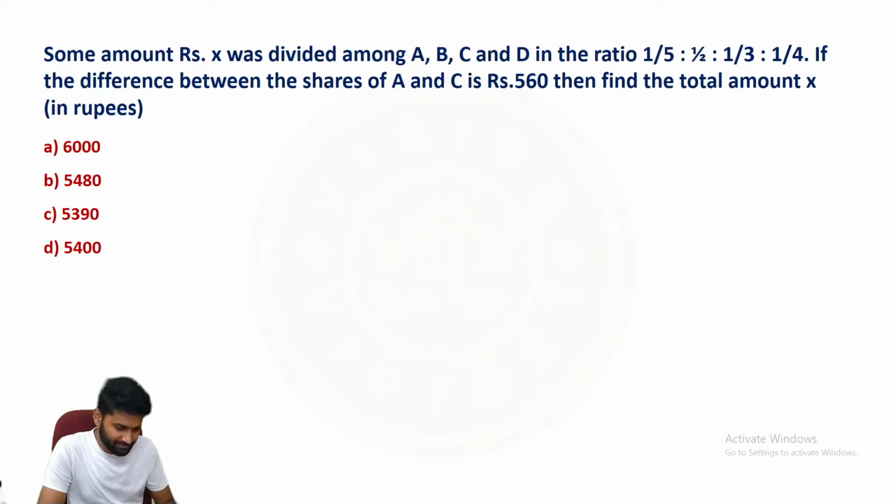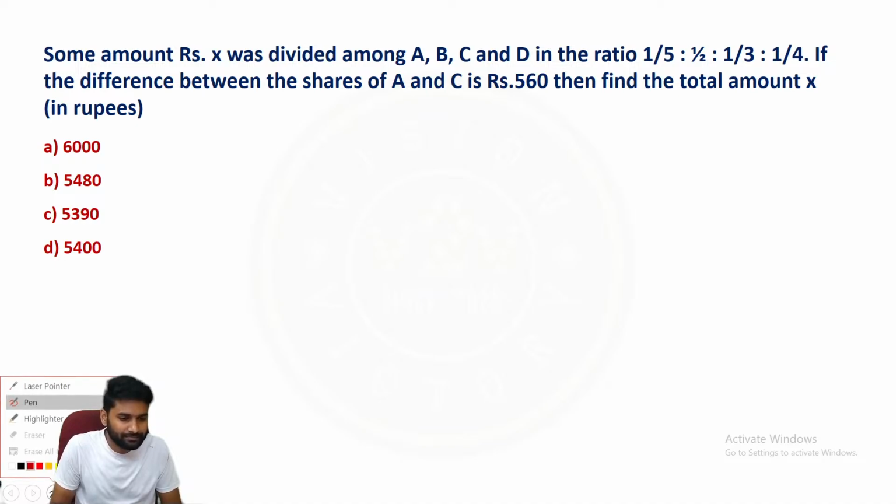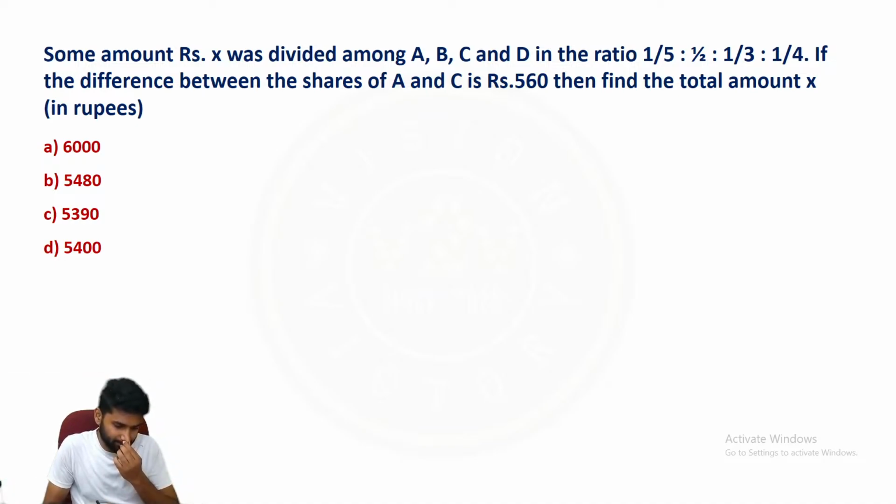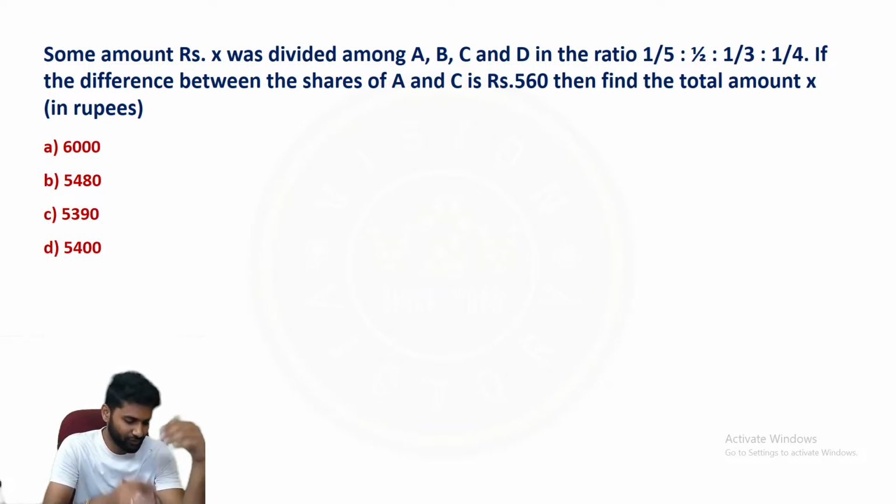Let's go through this question. Now here the question is some amount X was divided among A, B, C, D in the ratio of 1 by 5, 1 by 2, 1 by 3, 1 by 4. The difference between the shares of A and C is 160. Then find the total amount X in terms of.